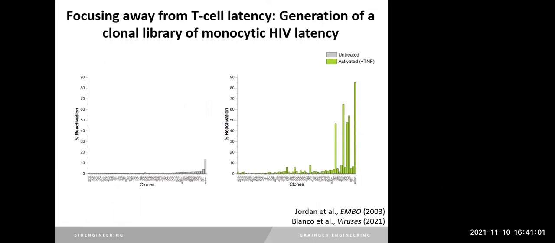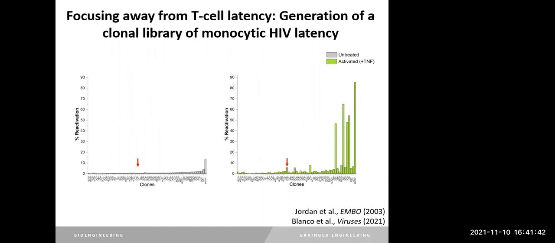So in total, Alex's library is focusing away from T-cell latency. Now we're interested in monocytic HIV latency. Her library consists of over 60 clones. On the left are the untreated clones, so you can see some of them have some low basal levels of expression, but a majority of them are off. With TNF activation, we have between 5 and 10% on for the most part, but interestingly, some of the integration sites really blast. There's hyper reactivating to above 40 or 50% on.